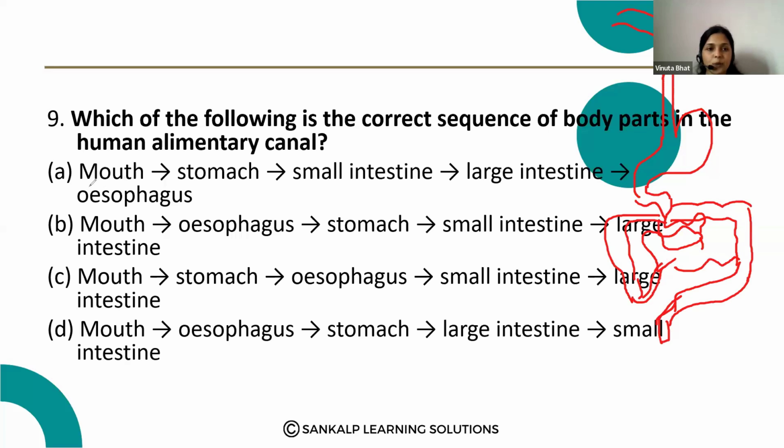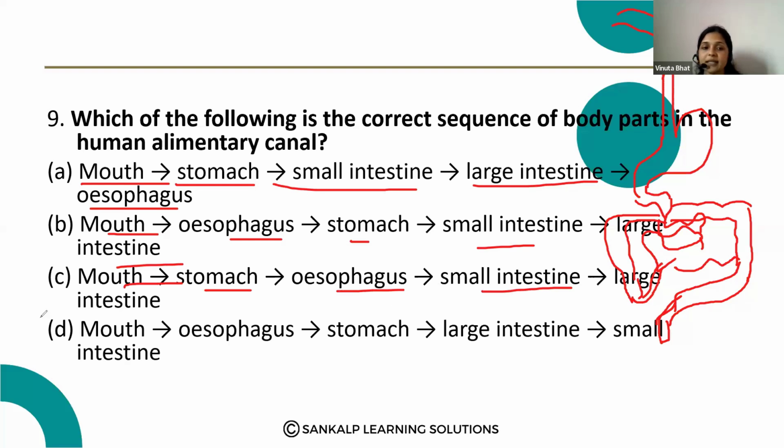Here, the correct sequence. Option A, mouth, stomach, small intestine, large intestine, esophagus. Option B, mouth, esophagus, stomach, small intestine, large intestine. Option C, mouth, stomach, esophagus, small intestine, large intestine. Option D, mouth, esophagus, stomach, large intestine, small intestine. After the mouth comes the esophagus, not the stomach. The esophagus is present in options B and D, so we can eliminate options A and C.